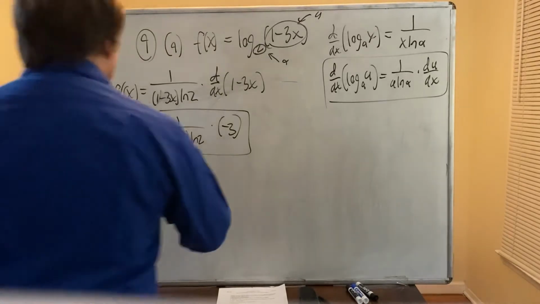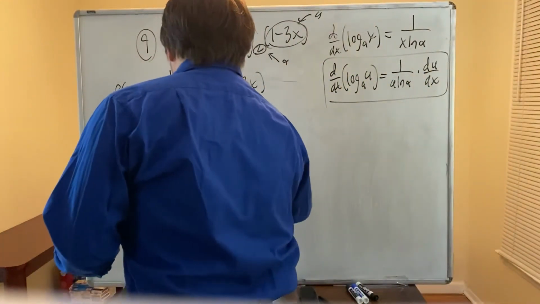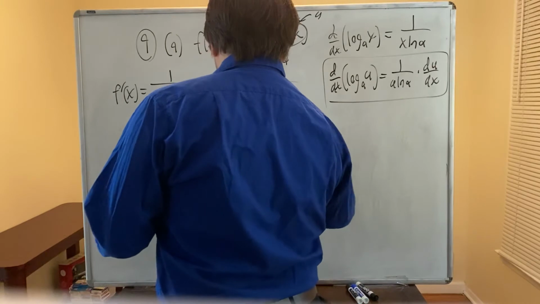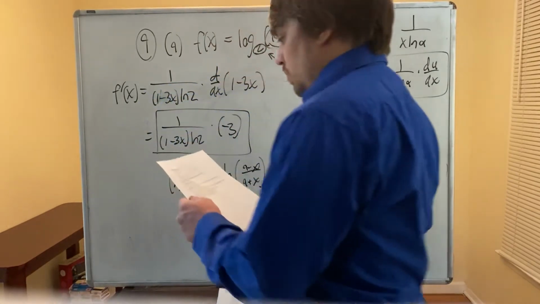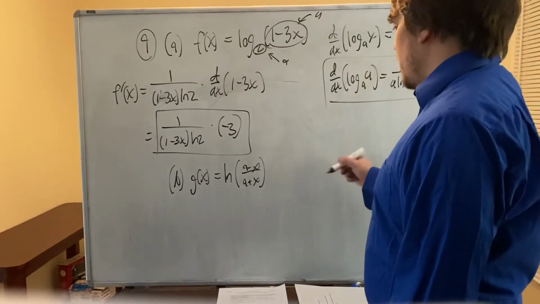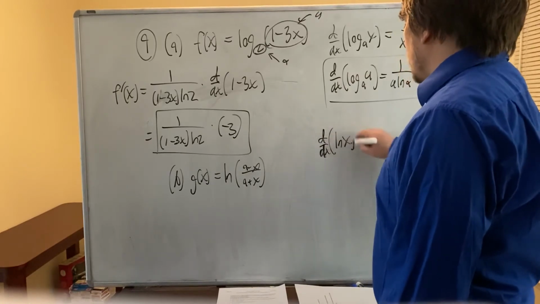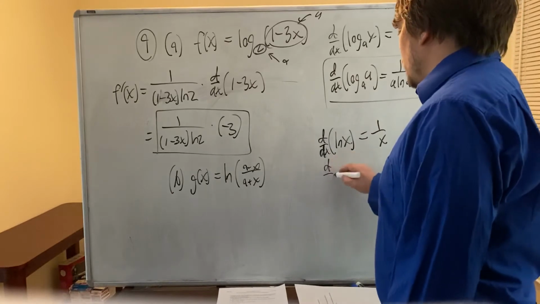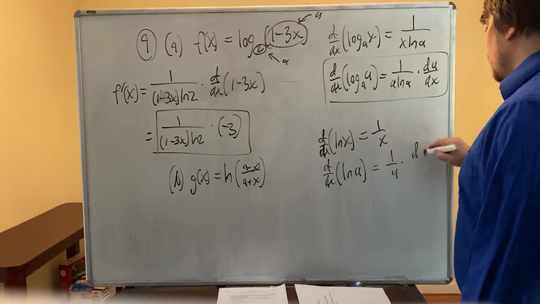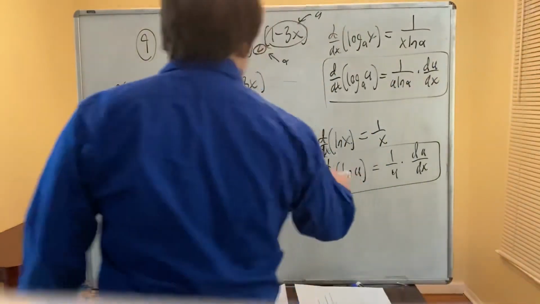All right, 9b. Again, differentiate the function. The given function is g of x is equal to ln of a minus x over a plus x. And so we're going to find the derivative. Instead of log base a, it's just ln. So d dx of ln x is 1 over x. Applying the chain rule to that equation, d dx of ln of u, a function of x, is equal to 1 over u times du dx. So we're going to be using this equation here.